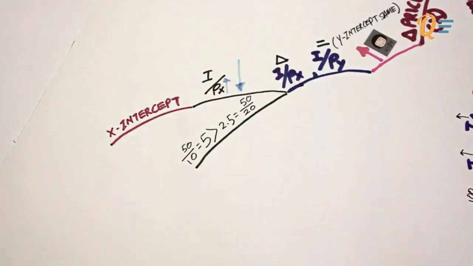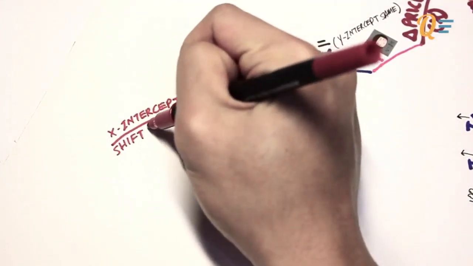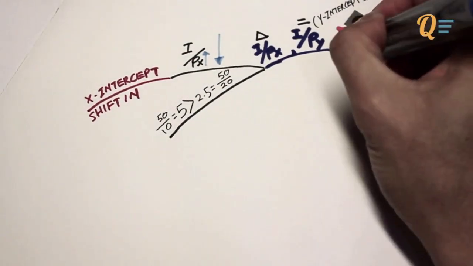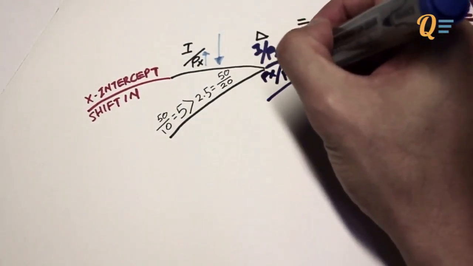So what does this mean for the x-intercept? It means that it's going to shift inwards. And so if the x-intercept is going to shift inwards with the y-intercept not changing, there is a rotation.